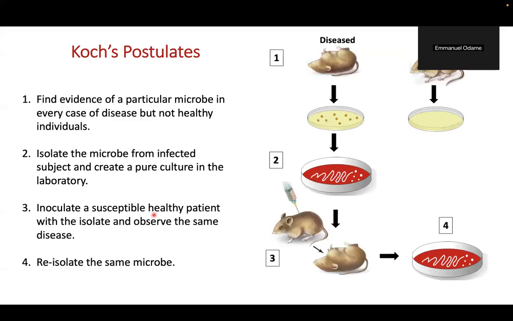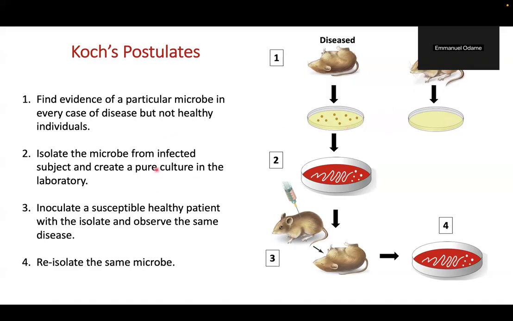So basically, the whole postulate is outlined as follows: first, you have to find evidence of a particular microbe in every case of disease, but not in a healthy individual. Let me give an example. Let's say you have a person who died from maybe a gut microbiota infection. You sample the whole gut microbiota of the diseased person and culture it, and then you take one from a healthy one.